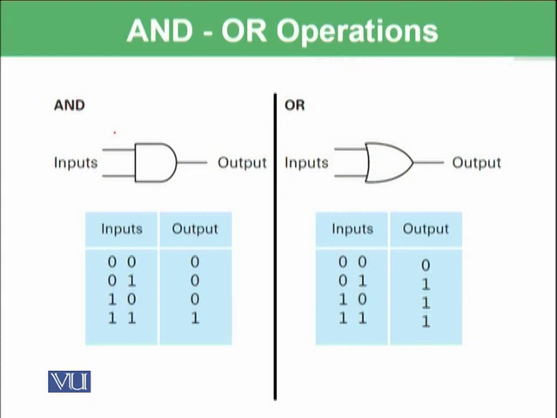So in the AND Boolean operation, we have 2 inputs. So these 2 inputs are here, for example 0, 0. If both inputs are 0, you will receive an output of 0. If either of the inputs is 0, you will receive again 0. And if both of the inputs are 1, then you will get your output as 1.